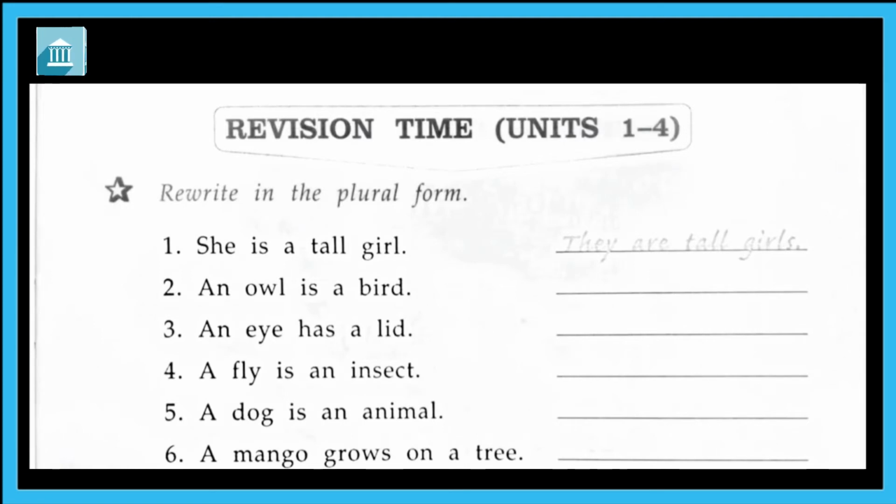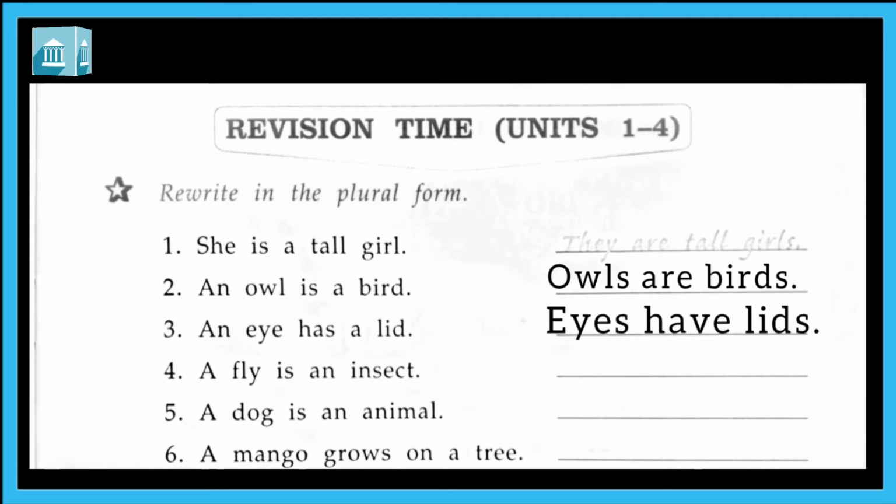Second one, an owl is a bird. Now in this, an owl can be converted into owls, is can be converted into are and bird can be converted into birds. So, owls are birds. Third one, an eye has a lid. Eyes have lids. Now see, in this question, has is in a singular form. We have to convert that has into plural form. So we will replace has with have. Eyes have lids.